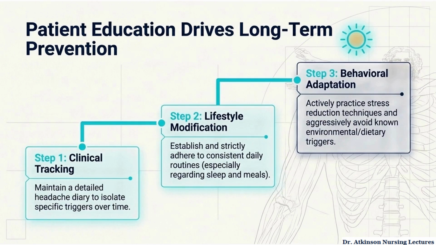One of the biggest parts of long-term migraine management is actually patient education. Medications matter, but prevention strategies and lifestyle awareness are often what help patients reduce the frequency and severity of attacks over time. One helpful strategy is clinical tracking. Many patients benefit from keeping a headache diary. That allows them to identify patterns and triggers that may not be obvious at first. Sometimes patients start realizing their migraines are connected to lack of sleep, certain foods, stress, hormonal changes, or even skipped meals. Lifestyle modification is also huge. Consistent sleep schedules, regular meals, hydration, and avoiding excessive caffeine fluctuations can make a major difference for some patients.